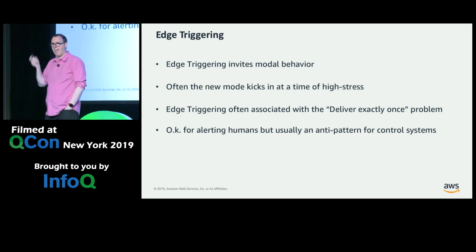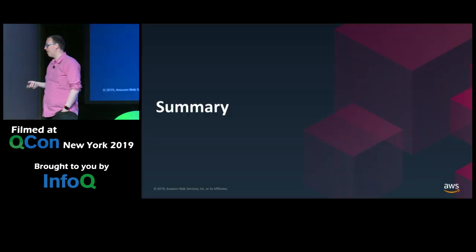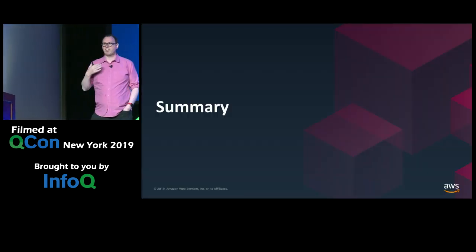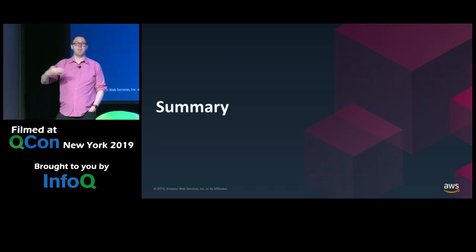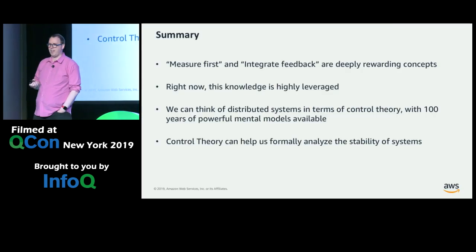So I like to see edge triggering only for humans, if I'm actually alerting a human, actually sending them a page or something like that. But for control systems, it's usually an anti-pattern. It's better instead to be measuring that level, like we said.